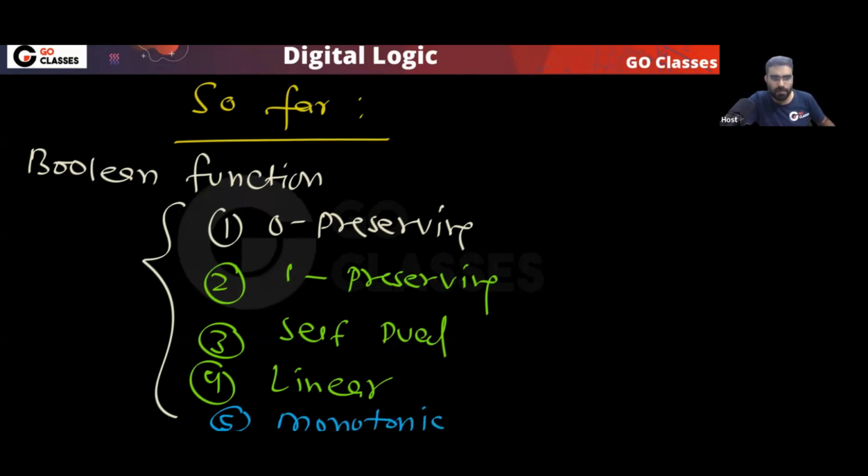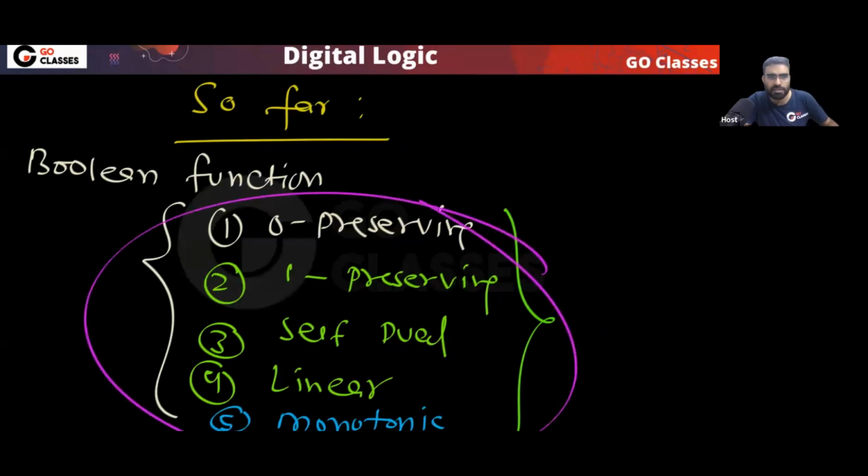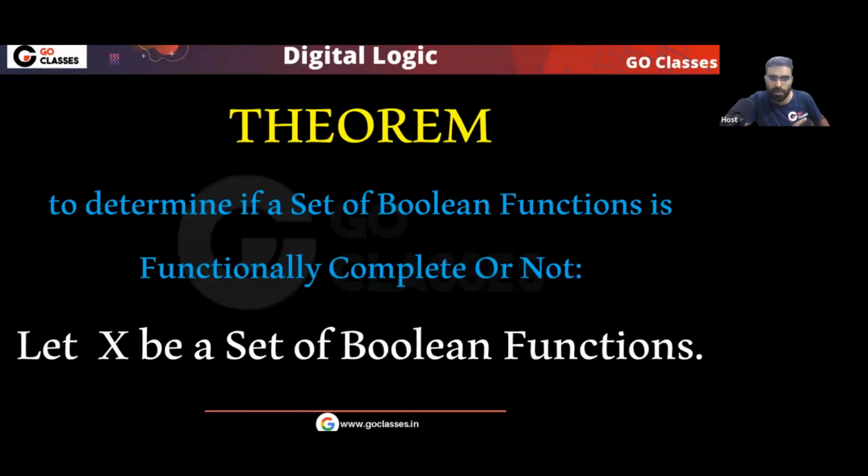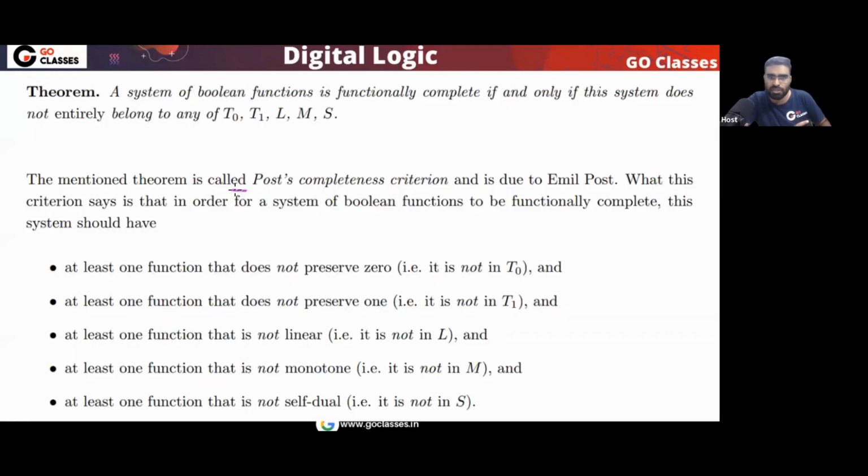So remember, if you have a Boolean function, when can I say it is 0 preserving? When can I say it is 1 preserving? When can I say it is self-dual? What is a linear Boolean function? And the last property, the monotonic Boolean function. So from these 5 properties, you can create a theorem. As I told you, Emil Post created a theorem.